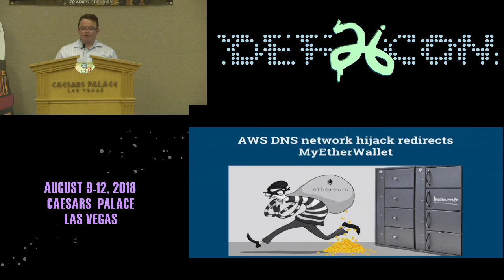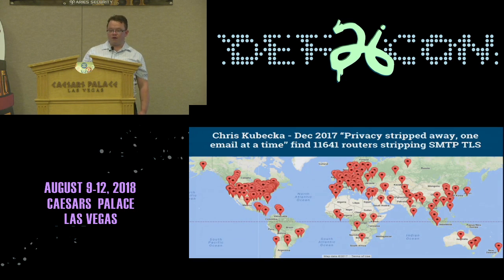This is continuing today. We saw earlier this year the AWS man-in-the-middle attack that hijacked DNS and redirected my Ether wallet to a phishing site that stole about $20 million of cryptocurrency in about 4 hours. And one of the other researchers at this conference, Chris Kubeka, her research showed over 11,000 routers on the internet that were stripping TLS. Some of those were believed to be for espionage purposes, but there's a lot of other reasons why it happens. And that includes over 3,000 routers stripping TLS here in the USA.